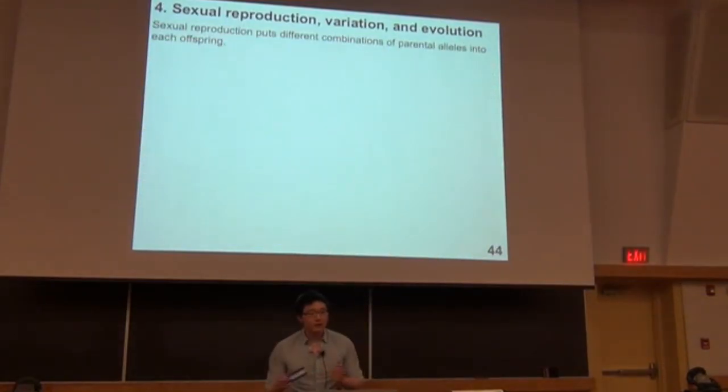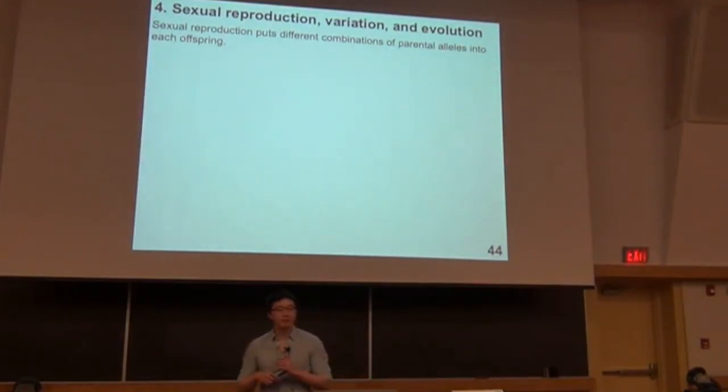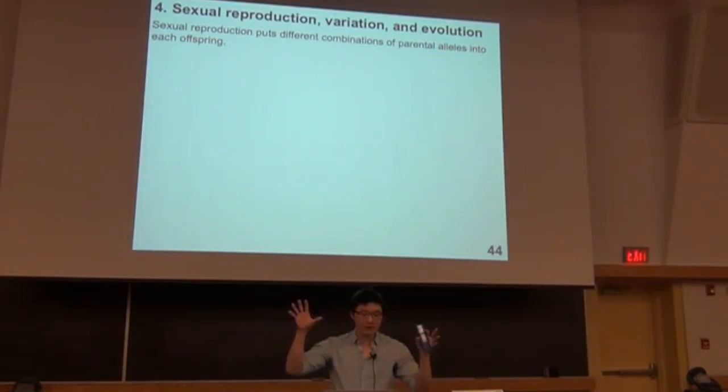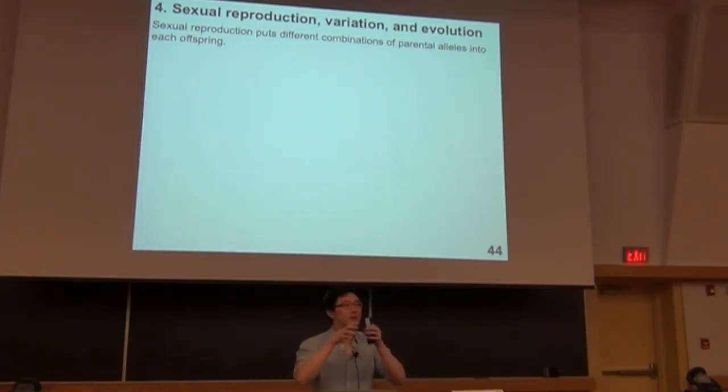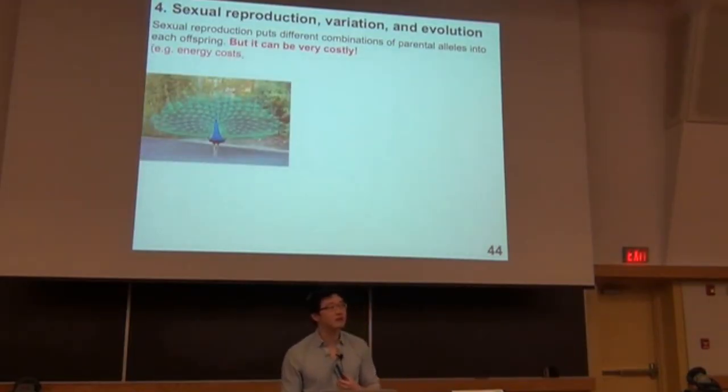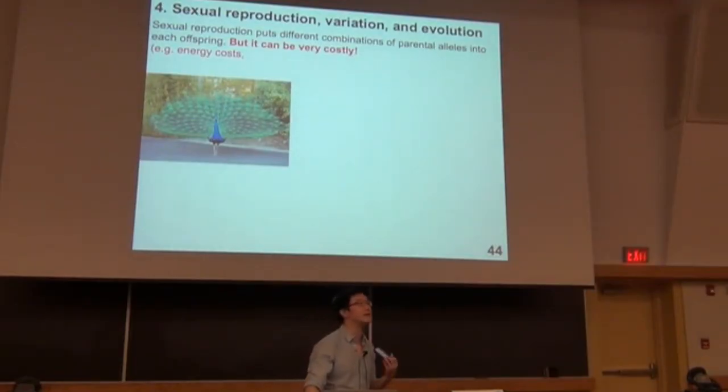Okay, so we found that sexual reproduction can give you many different combinations. So you take your parents' alleles, mix them up in a whole bunch of different ways, and put half of them into the offspring, a different half every time. Okay? But sex is also very costly. Okay? It's very costly in terms of energy, for example. Think about the energy needed to not just make this tail, but to maintain it, keep it healthy, and to drag it around all day.